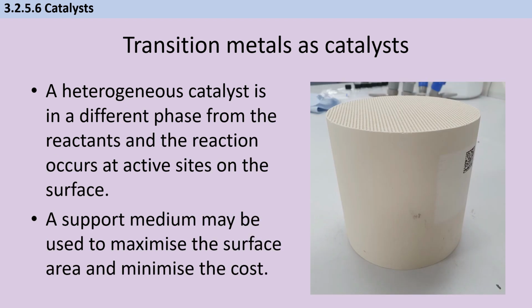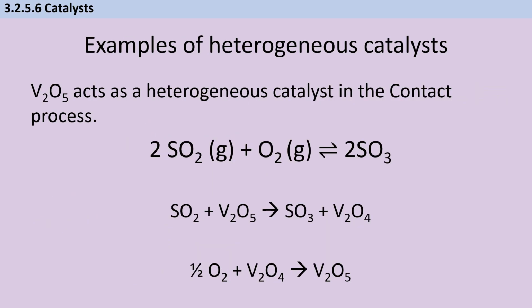Very often the transition metal will be milled into tiny particles which are then applied to a support medium in order to maximise the surface area and minimise the cost. Vanadium pentoxide is used as a catalyst in the first step of the contact process, which is used to make sulfuric acid.